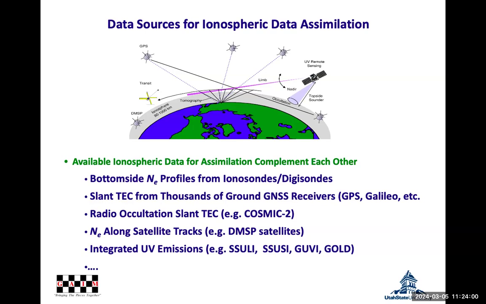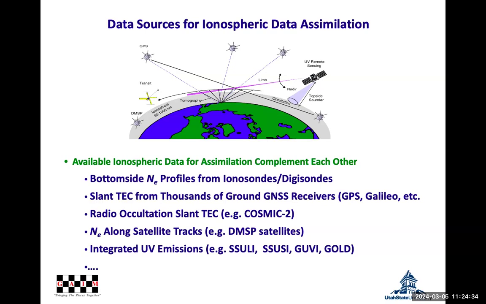We also get electron densities along satellite tracks, for example, from the DMSP satellites, or integrated UV emissions, from which we can infer the electron density. For example, the SSUSI instruments on the DMSP satellites, GUVI on TIMED, or we have GOLD at geostationary. The observations there are typically 1356 angstrom observations that relate to the electron density squared.